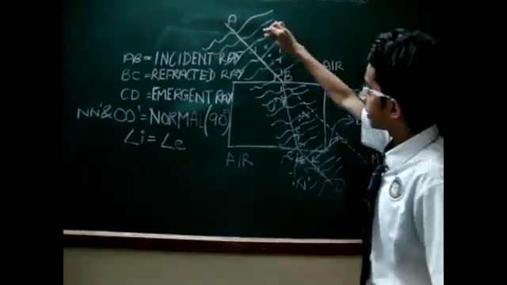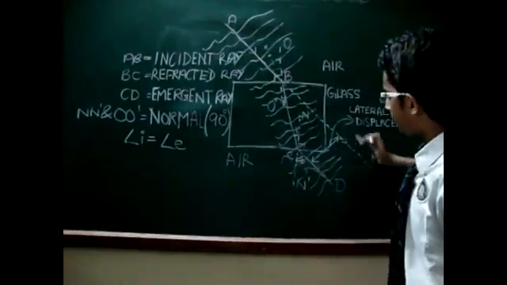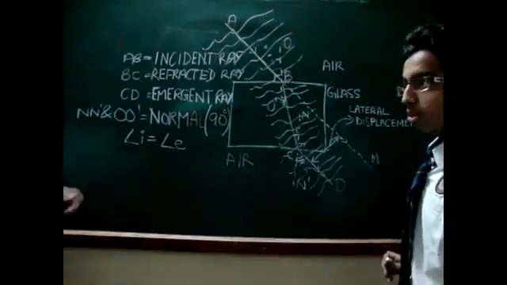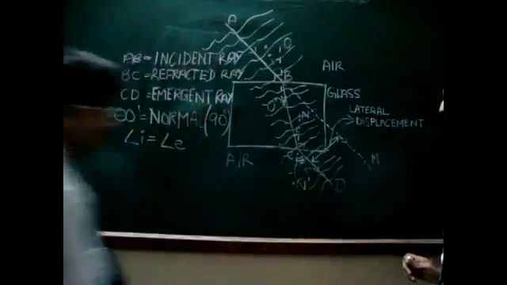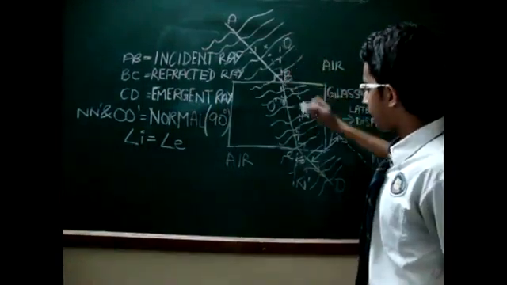We also find that this ray AB, when extended forward, is parallel to this CD. So it's coming here, bending here, coming here, and again bending. It bends twice, once at B and another time at C.